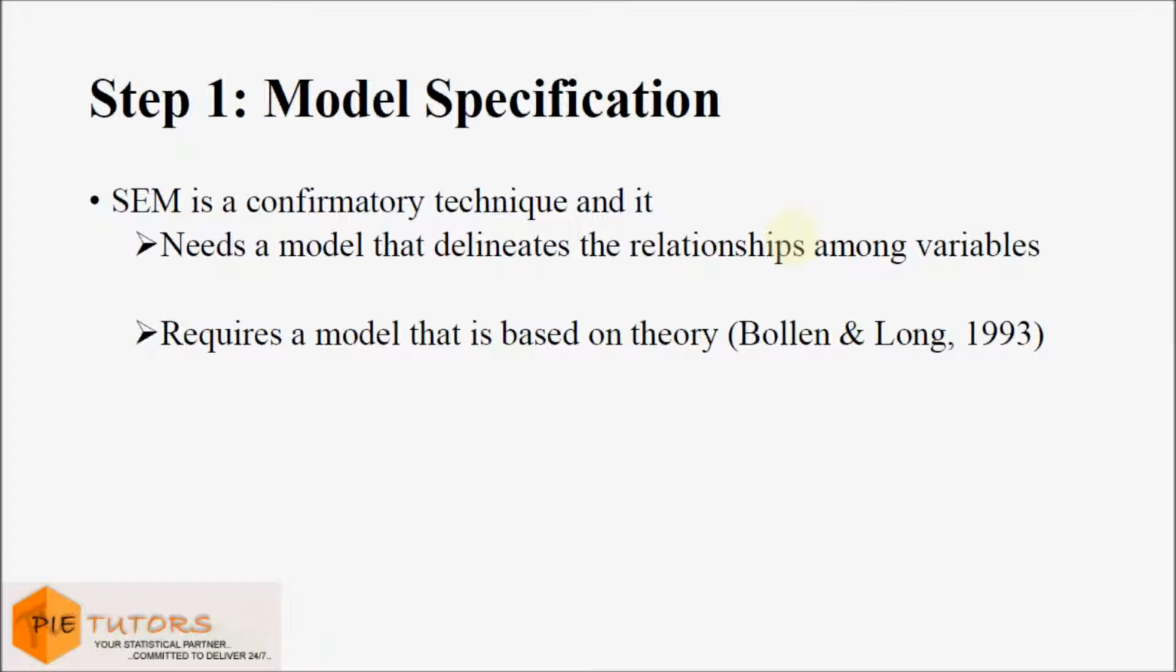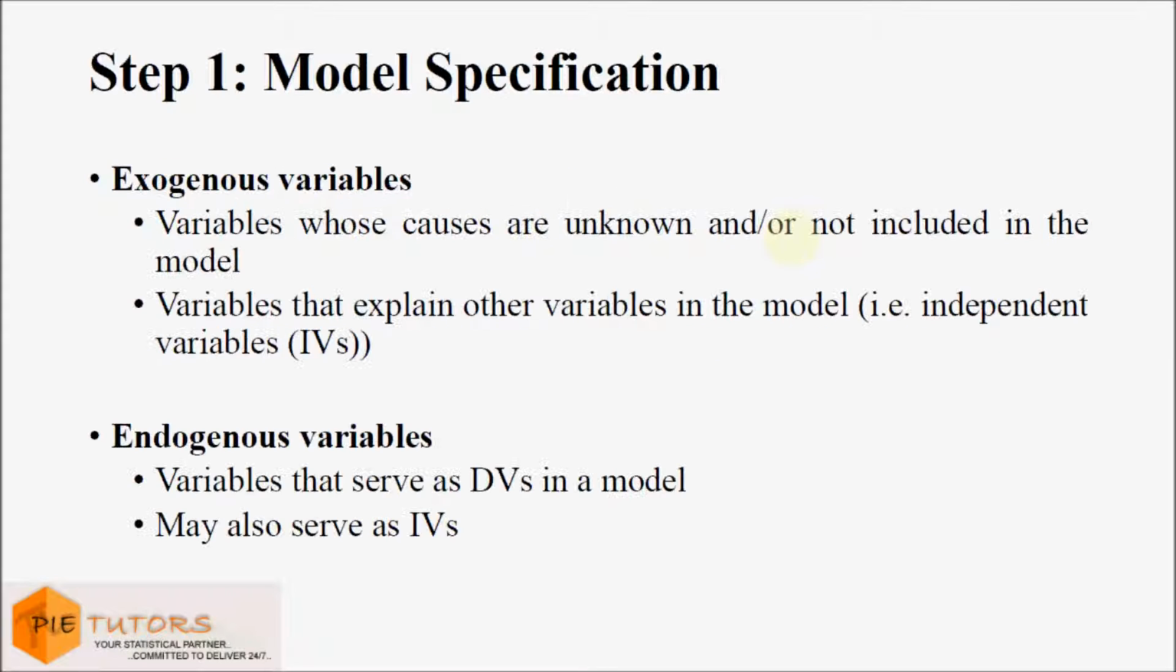Model specification. This is the most important step of the 5 steps mentioned earlier. SEM is a confirmatory technique, and we are required to specify a model that delineates the relationship between variables. This we get from past research studies. The model we are testing should be based on theory. We have two types of variables: the endogenous variables and the exogenous variables.